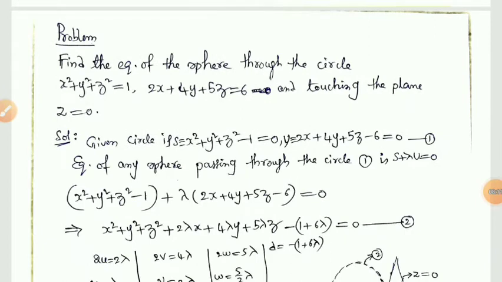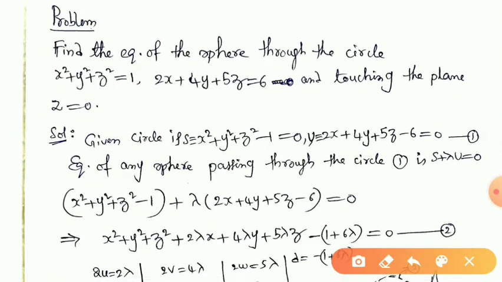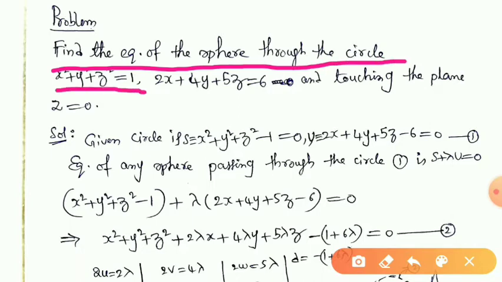See this problem. Let us go to the problems. First, let us see this problem. What is the statement of the problem? So you can see here. Find the sphere through the circle x square plus y square plus z square equal to 1, 2x plus 4y plus 5z is equal to 6, and touching the plane z is equal to 0.